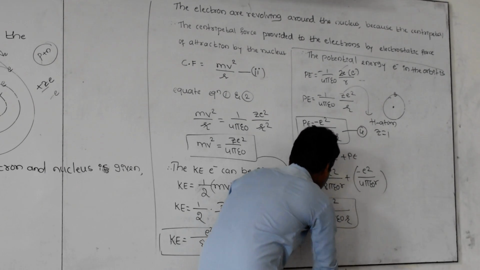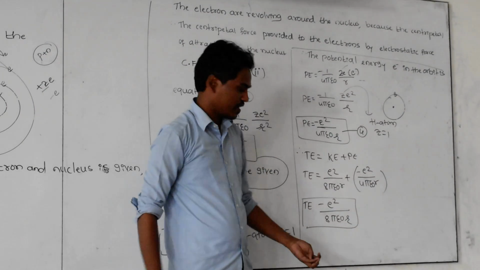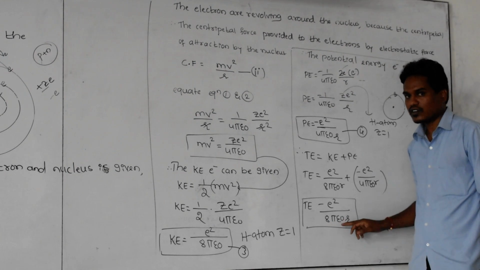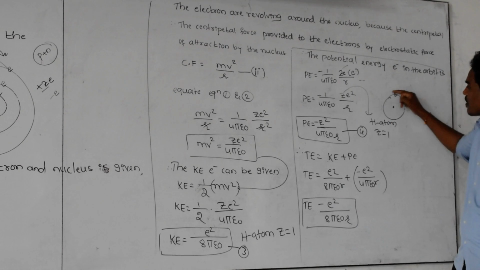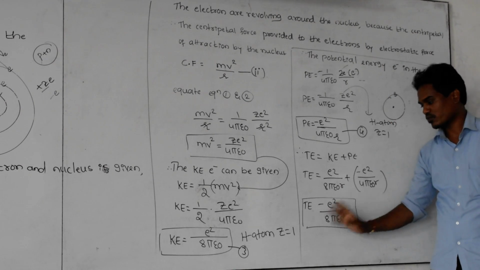This is the total energy of this electron. Just take the LCM and find out the value. You are getting the equation like this: minus E square divided by 8 pi epsilon naught R. Whenever the electron is revolving around the nucleus, its total energy can be calculated by using this formula.